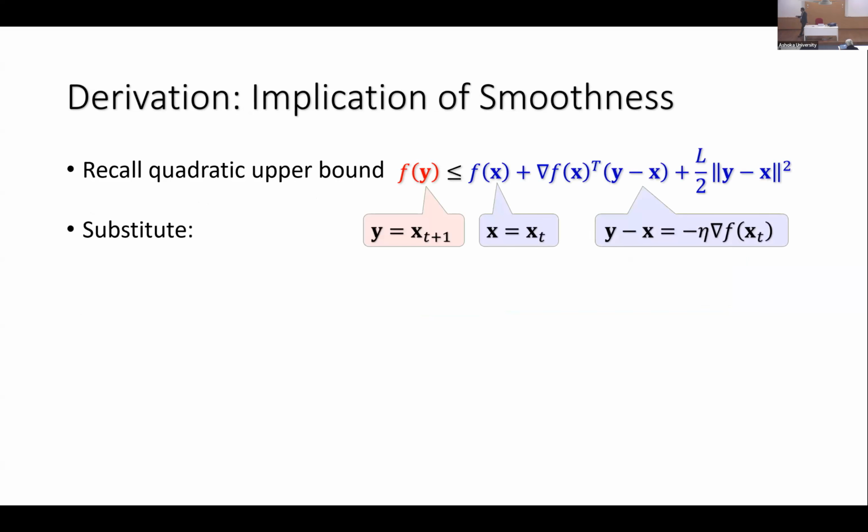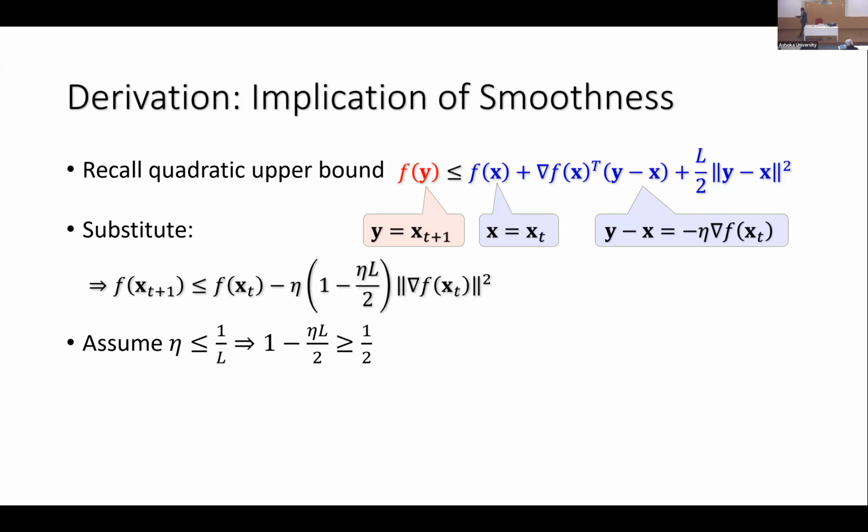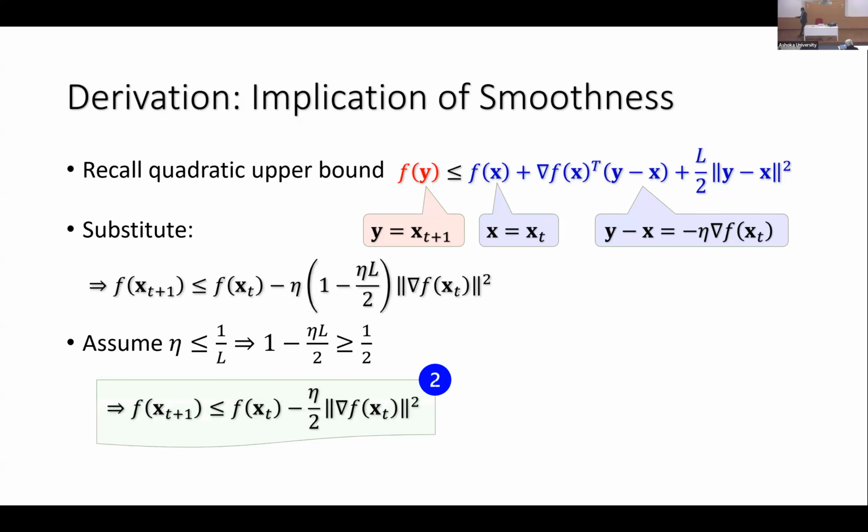And I can substitute in place of y. The quadratic upper bound we already derived was true for all x, y. I substitute in place of y xt plus 1 and in place of x xt. And y minus x obviously will become minus eta times gradient, because this was the update step. Once you do this, you get this kind of equation. If you assume that eta L by 2 is less than 1, then you get this kind of equation.